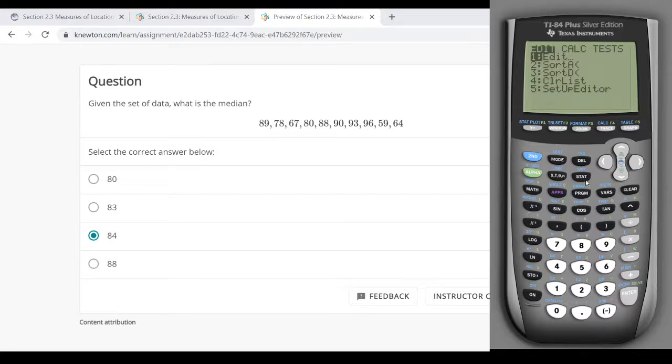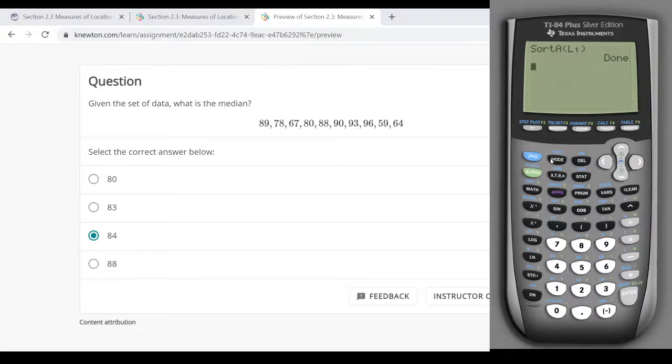The long way to do this would be to rearrange them in order. Go stat, go to sort in ascending order, and then I'll sort list 1 in ascending order, and then go back and look at the list. And you see now it's in order 59, 64, 67, and so on. This is exactly the same order I wrote out earlier. And then what are the middle two values? Those would be the 5th and the 6th value, 80 and 88. And what's the average of 80 and 88? That was 84, right?